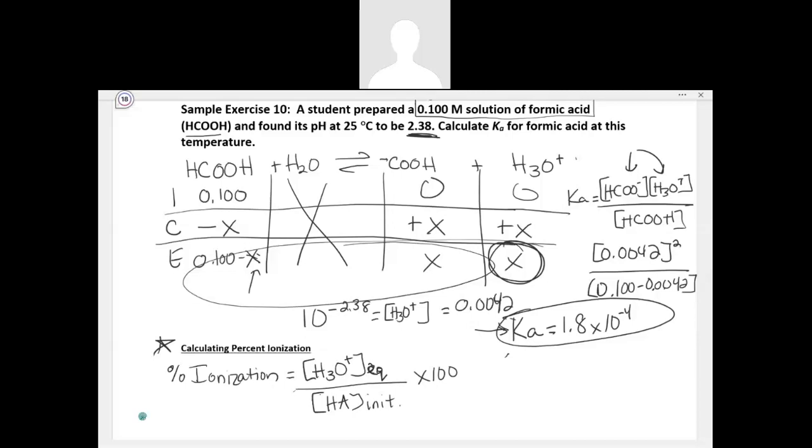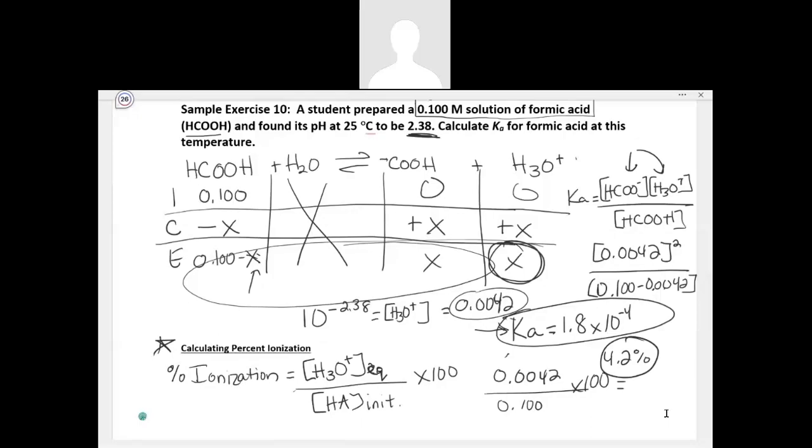So let's use the example above. We know that our X value, our hydronium ion concentration, was 0.0042, as we see right here above when we solved for X. We're going to divide by the 0.100 initial, multiply by 100, and we see that we would get a 4.2% ionization. In general, if your X is less than 5%, this approximation is fine.